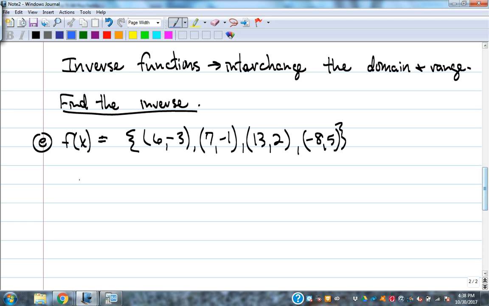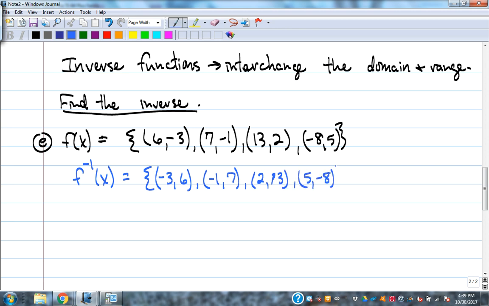All right. The inverse, and the way you note inverse with functions is with the little -1 exponent. You read that F inverse of x. It looks like a little -1 exponent in there. That's F inverse. Swap the x and y values. That's what you're doing. So the first ordered pair changes to (-3, 6). The second ordered pair, (-1, 7), (2, 13), (5, -8). And that's the inverse function.